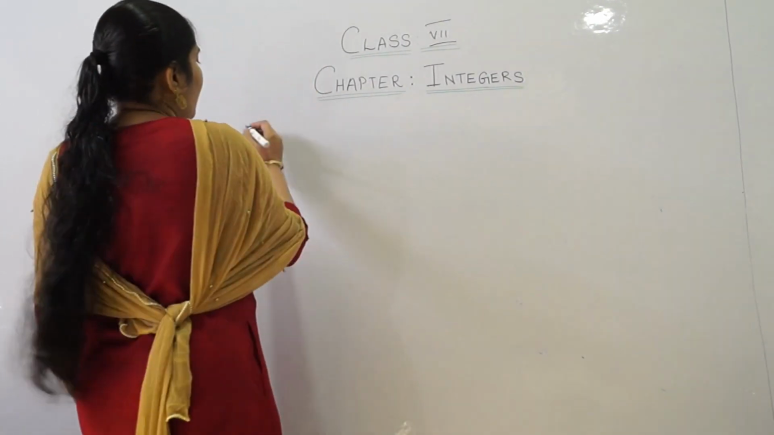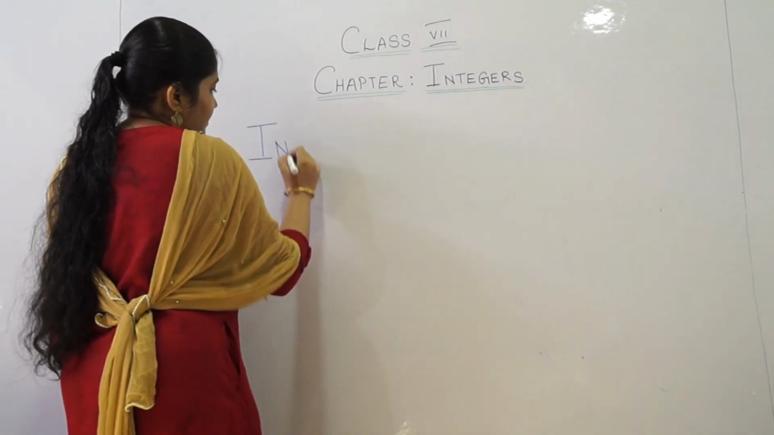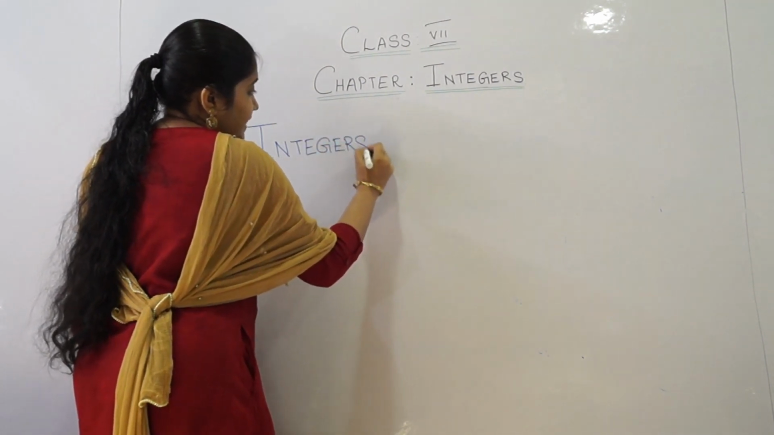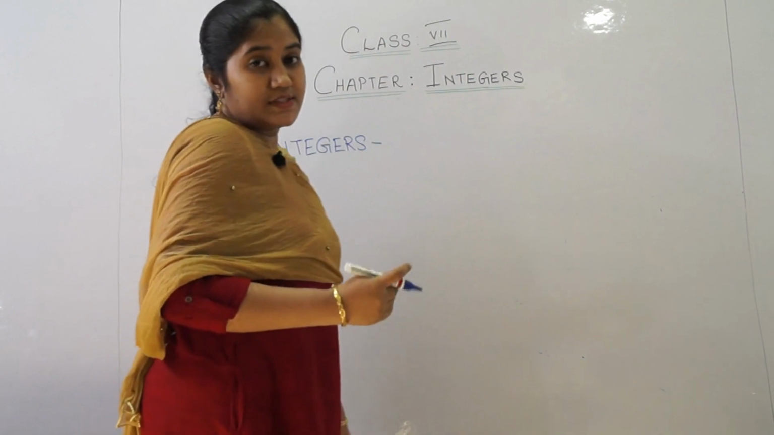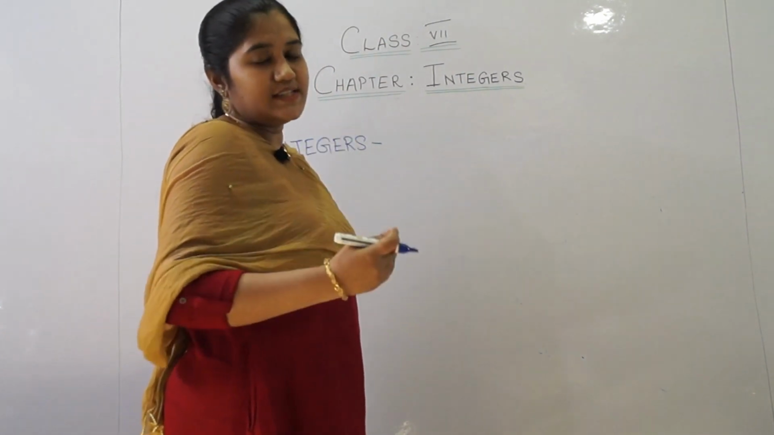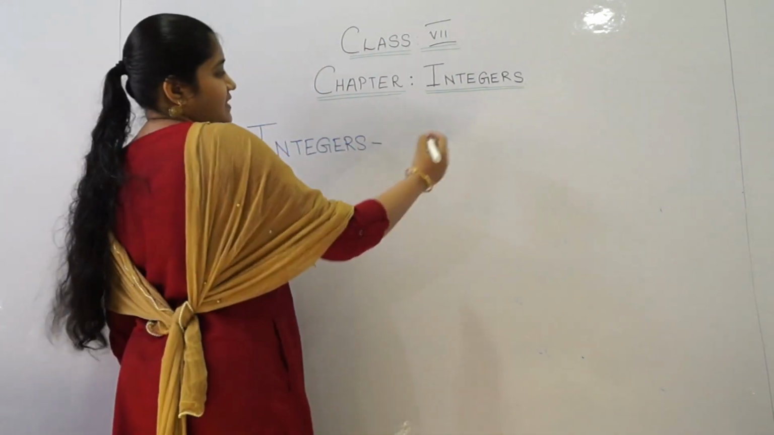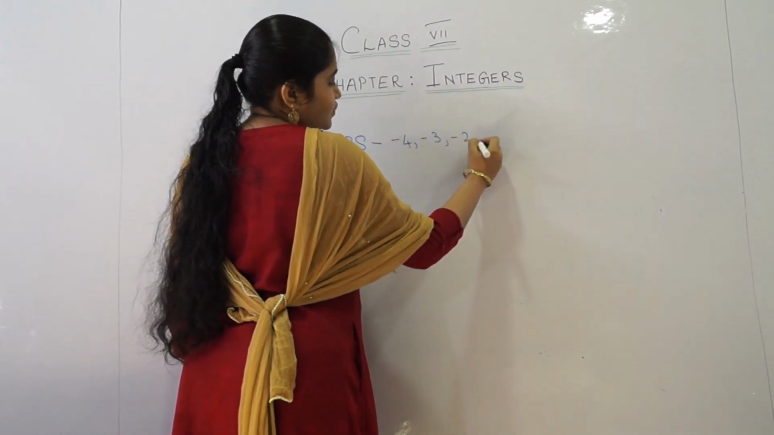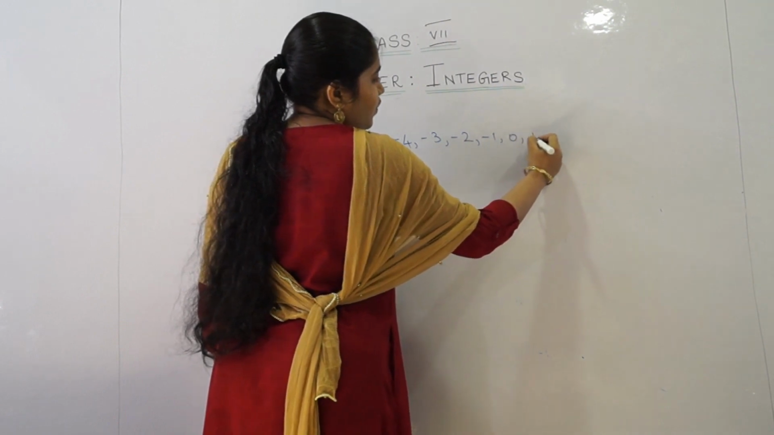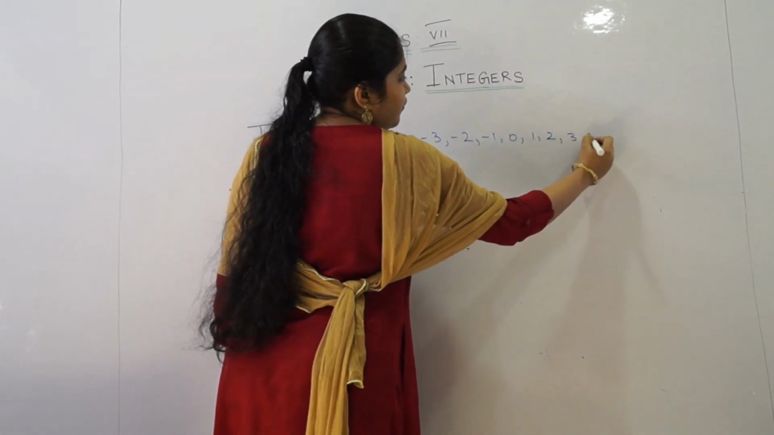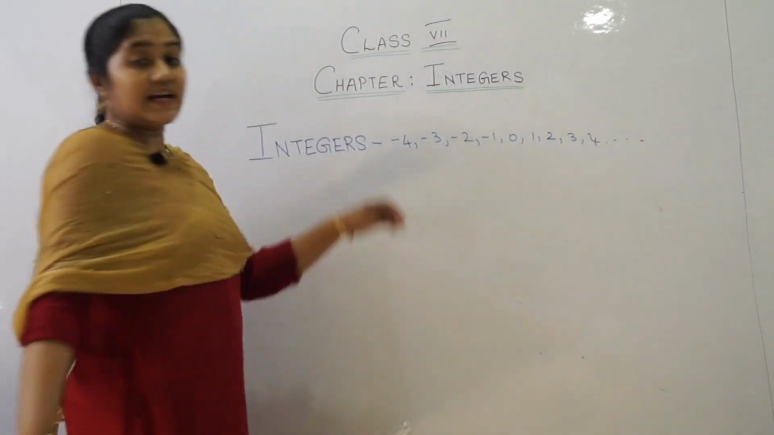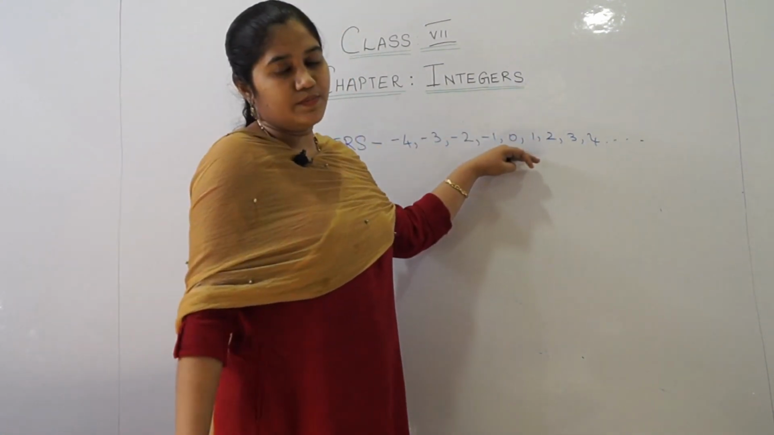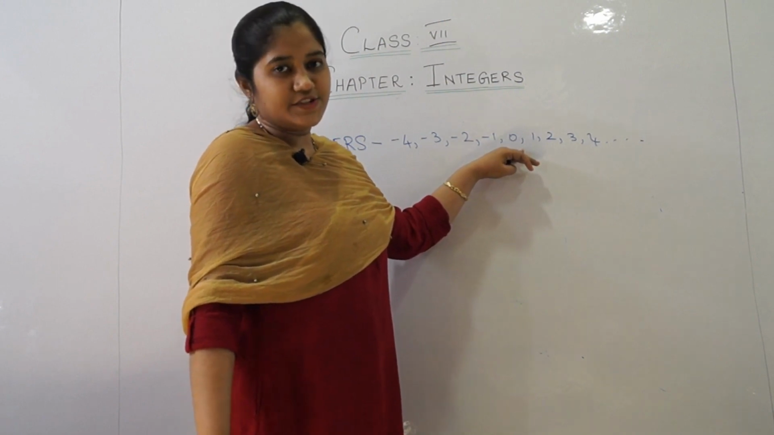So now we know that integers comprises of the negative numbers, the positive numbers as well as 0. So integers basically are -4, -3, -2, -1, 0, 1, 2, 3, 4 and so on. So it has both the negative numbers and the positive numbers as well as 0. These are called as integers.